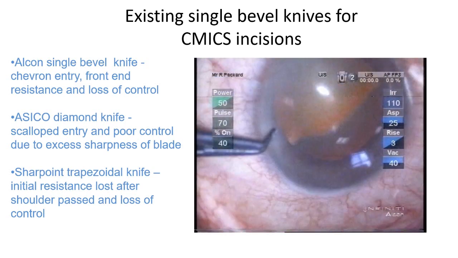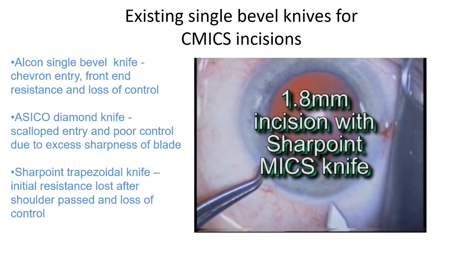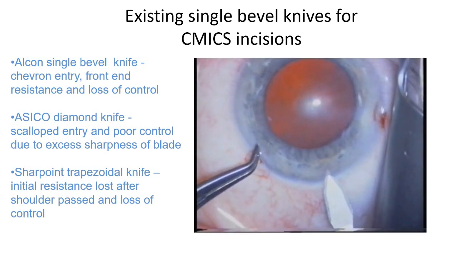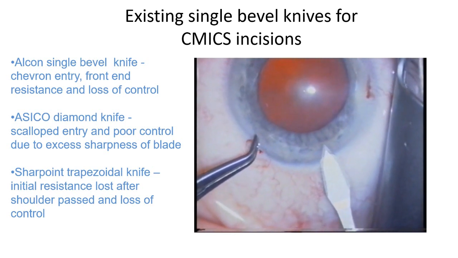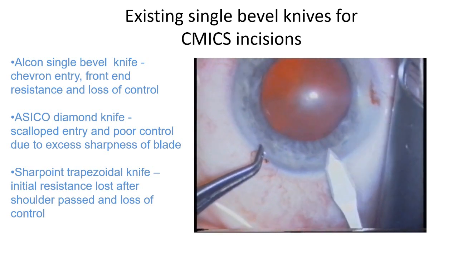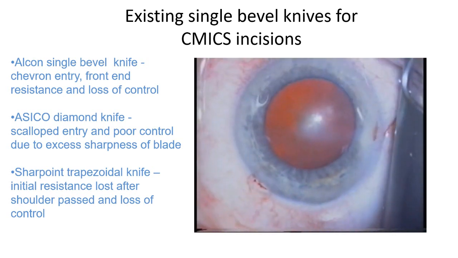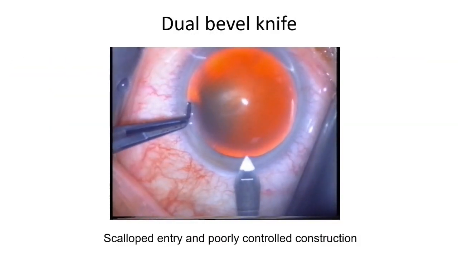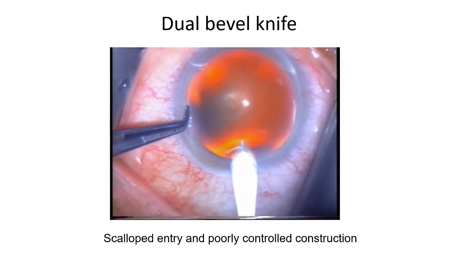After that, things improve, but again, the sealing of this incision, which is single plane, is not going to be so good. And here we can see the sharp point trapezoidal knife, where there's initial resistance, which is then lost after the shoulder on the blade is passed, and loss of control. And then it just snaps into the eye. And here's a dual bevel knife, which gives a scalloped entry also, and very poorly controlled construction.